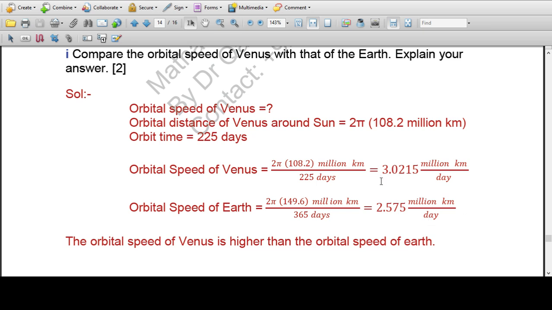The orbital speed of Venus is higher because Venus is closer to the sun as compared to Earth. The orbital speed of Venus is higher than the orbital speed of Earth because Venus is closer to the sun.